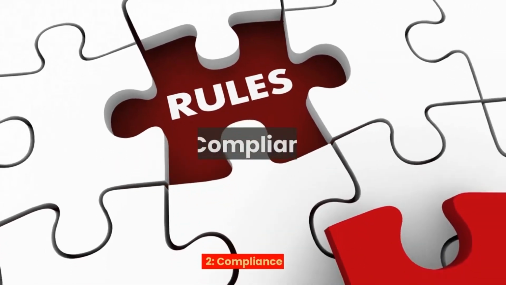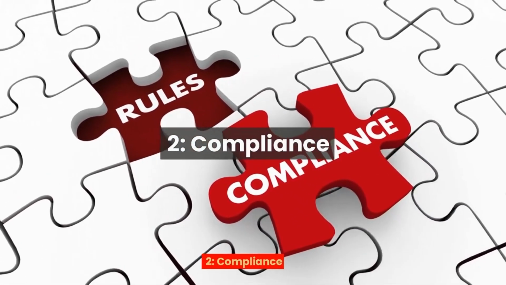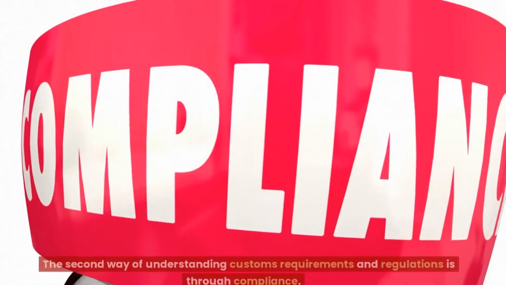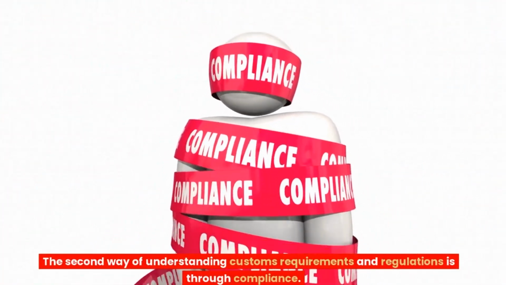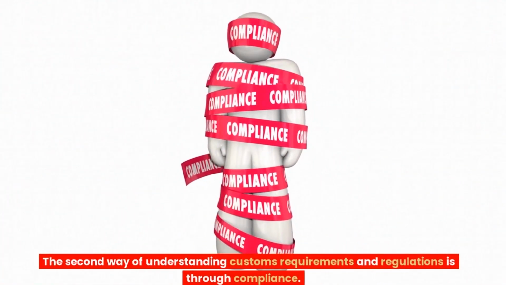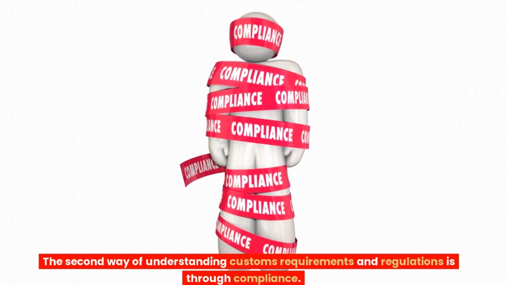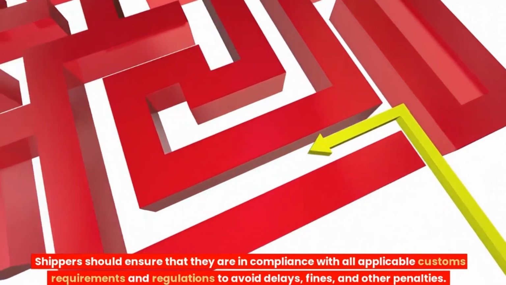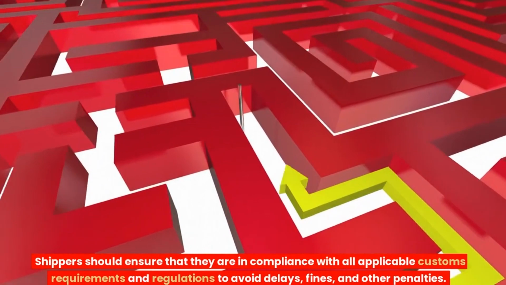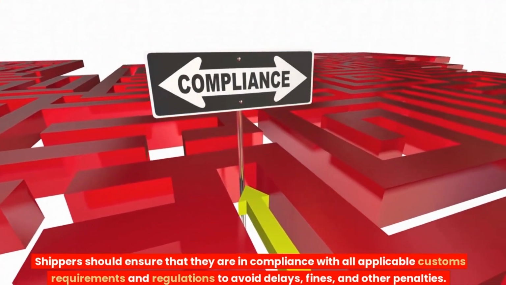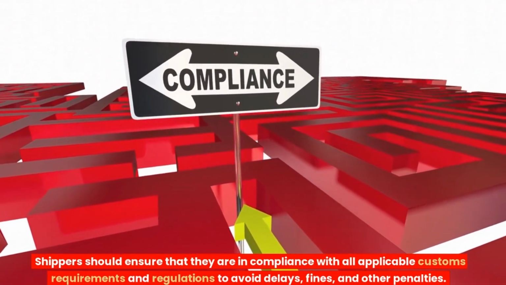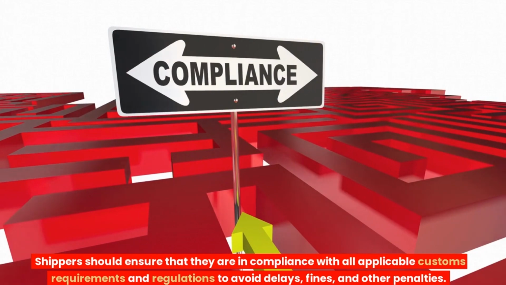2. Compliance. The second way of understanding customs requirements and regulations is through compliance. Shippers should ensure that they are in compliance with all applicable customs requirements and regulations to avoid delays, fines, and other penalties.